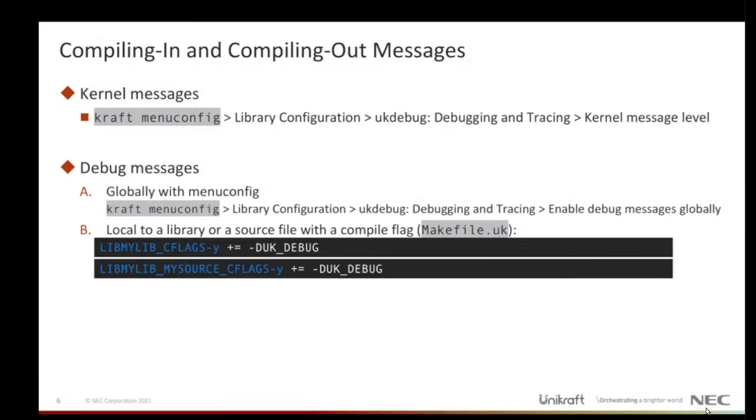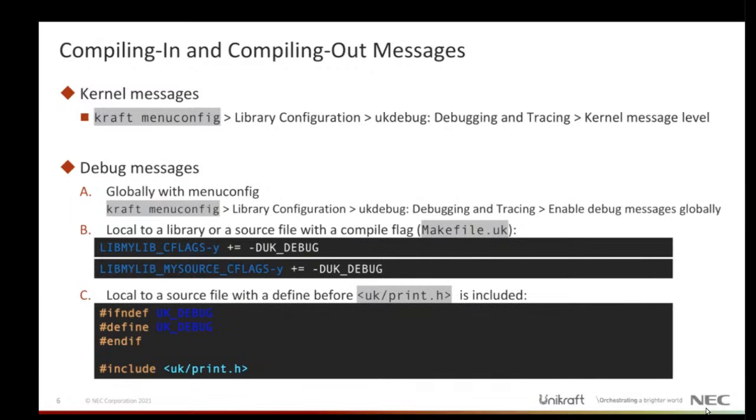And the third option is, if you anyway have the source code open, you can also quickly define the macro UK_DEBUG before the uk/print.h header is included. And then all debug messages in that source file, when it's compiled next time, will be enabled.